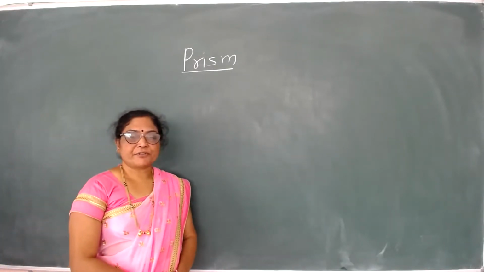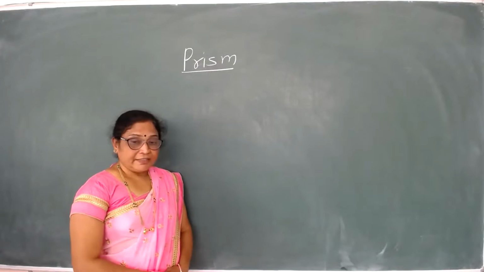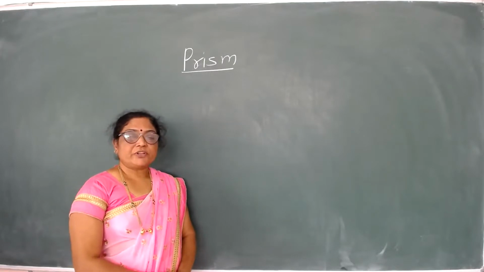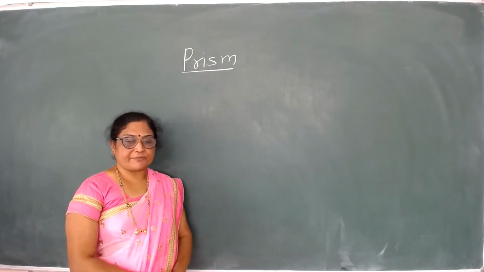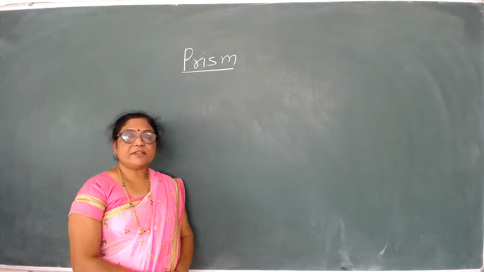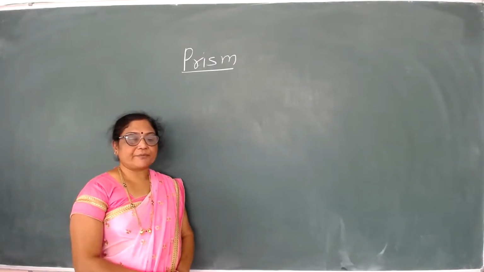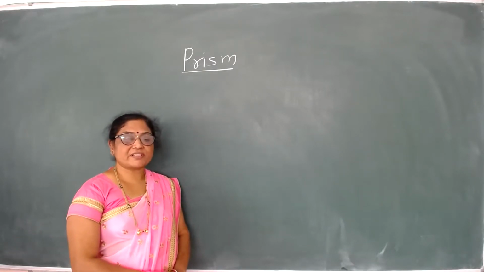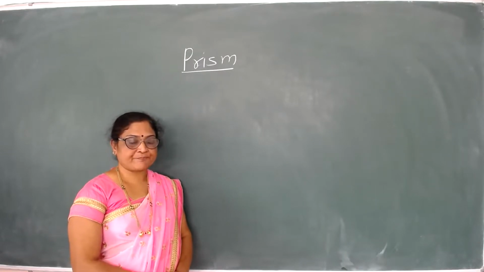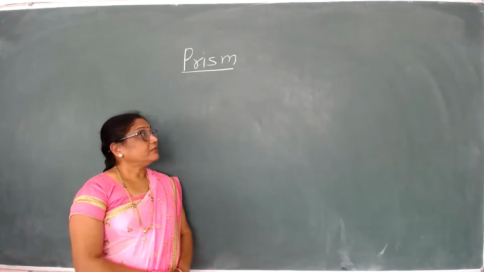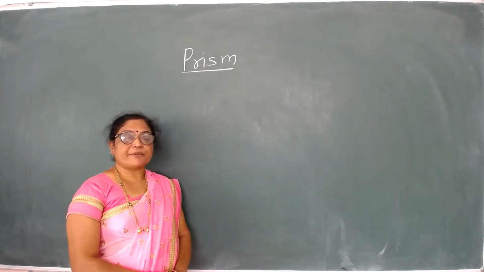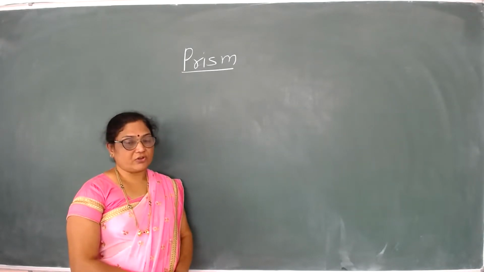Hello friends, good afternoon. In the last class, we studied refraction through the spherical surface. We know that there are two types of spherical surface: one is known as a convex spherical surface, another one is known as a concave spherical surface. Then we studied the refraction through the spherical surface, both convex as well as concave.